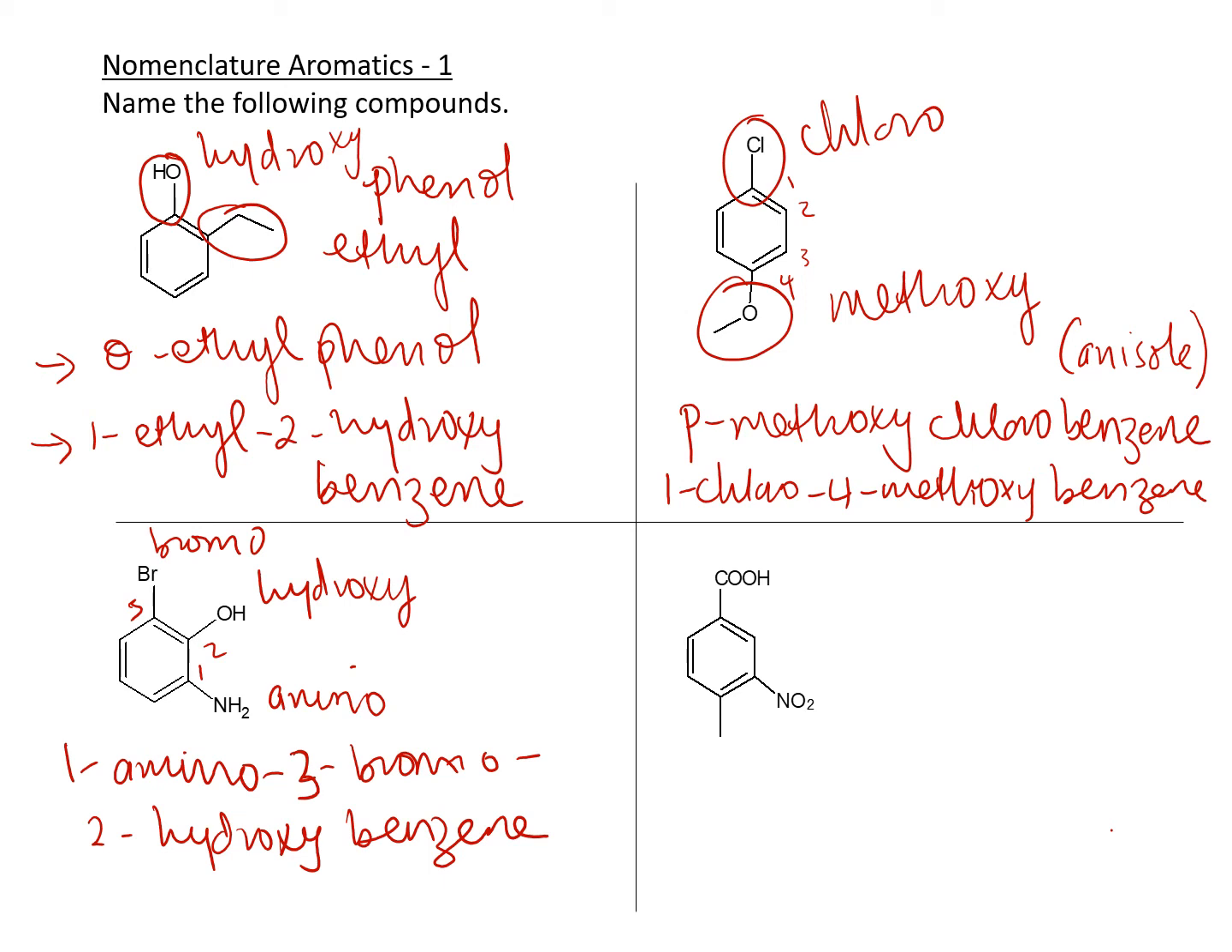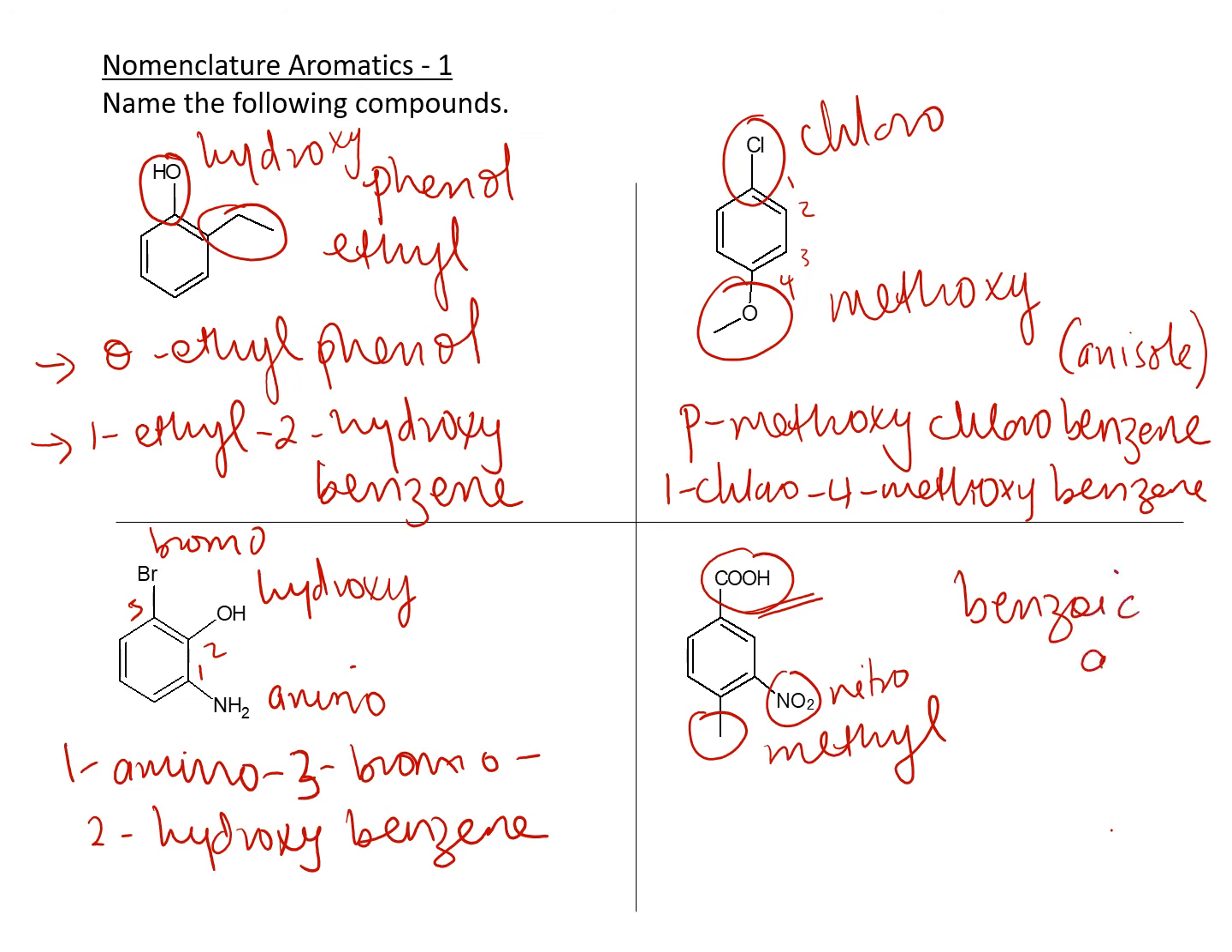So we'll try and do the last one in a little bit different way because now we actually have an acid and we don't know how to call that as a substituent. We do know that this is a nitro, so that's fine. This is, of course, a methyl. So because we don't know what to call the COOH group as a substituent, our base name is going to be benzoic acid.